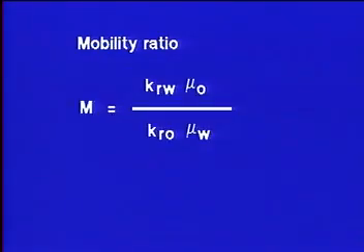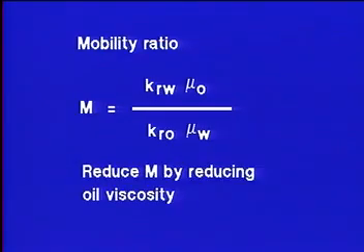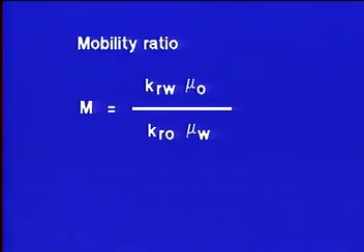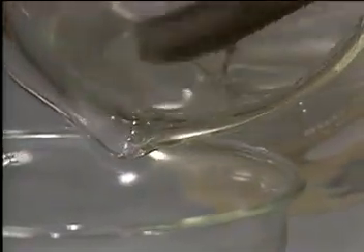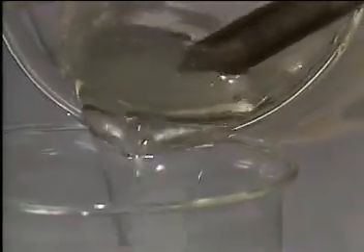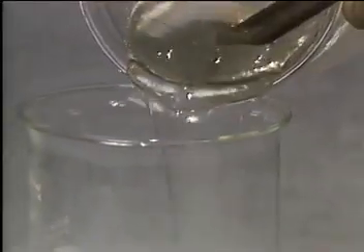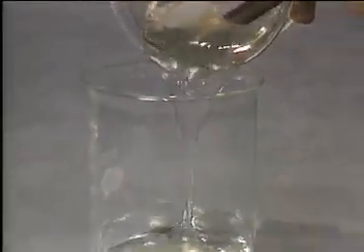Since we cannot easily alter the reservoir's permeability, we have only two choices for reducing M and thus improving recovery. We may reduce the viscosity of the oil or increase the viscosity of the displacing fluid. We can reduce the oil viscosity by heating it or increase the viscosity of the displacing water by adding some polymers to it. Polymers thicken it, as we see here.